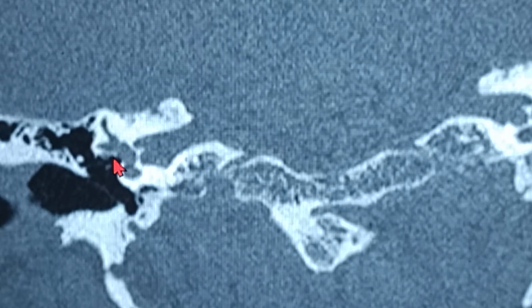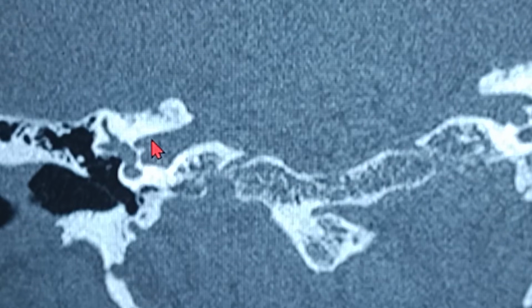That is the stapes footplate. This is a basal turn of cochlea. That's the promontory. That's the round window over here. And that's the internal acoustic canal. That's the crista falciformis. That's the superior part and the inferior part. So this is the IAC complete anatomy.